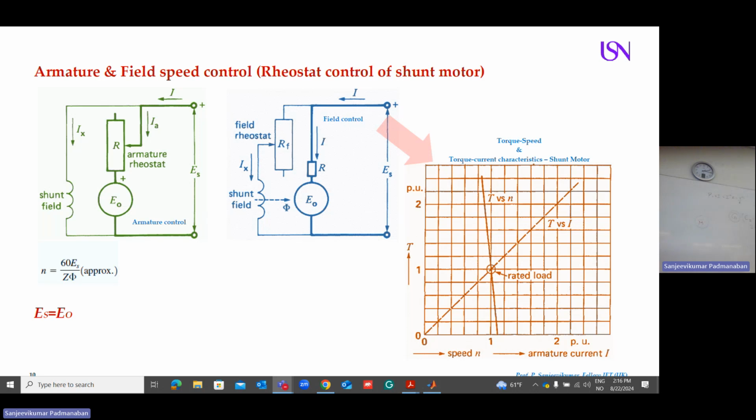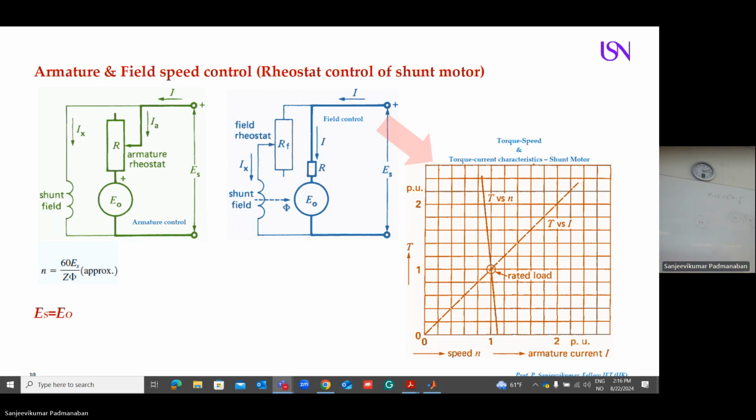Speed is equal to 60 Es. You know the meaning of Es. Es is the applied voltage divided by the number of conductors into flux. So this is the formula for calculating your speed: 60 Es divided by Z into phi. How to do it in practice?